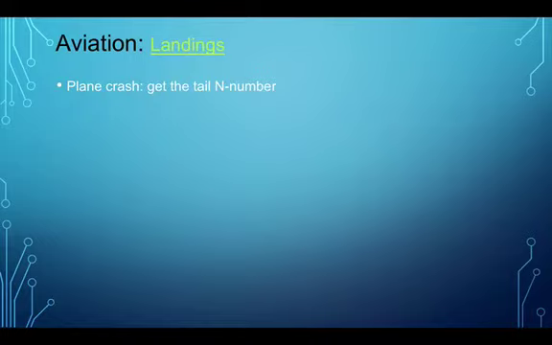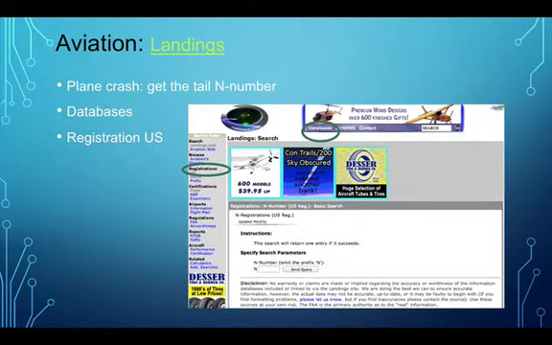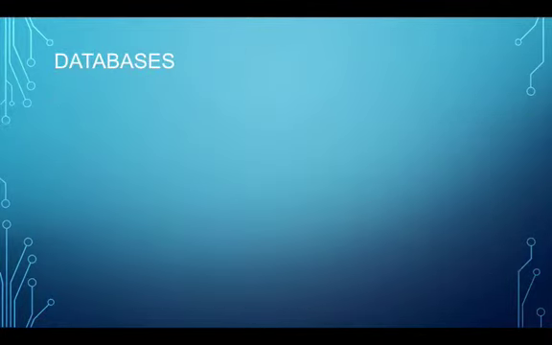So if you go to Landings and click on databases and U.S. registrations, you can find who owns a plane. Let's say there was a mythical plane crash and you got this number, 22153. Plug it into the database here and see who owns that plane. And I trust you found that was locally owned.